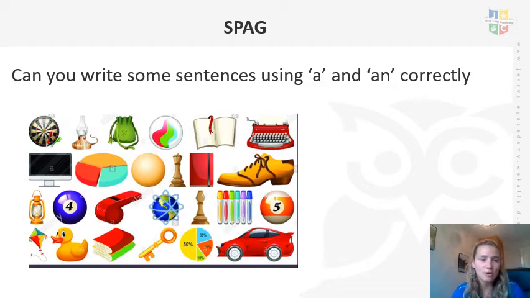So for example, I might pick the whistle, and my sentence could be: Miss Firth blew a whistle to tell the children it was the end of playtime. So think about how you can use a or an in the sentence using a picture, and you could even add some more adjectives and adverbs in there as well. So I'd write about 5 sentences using a or an correctly, and then move on to the next part of the lesson.